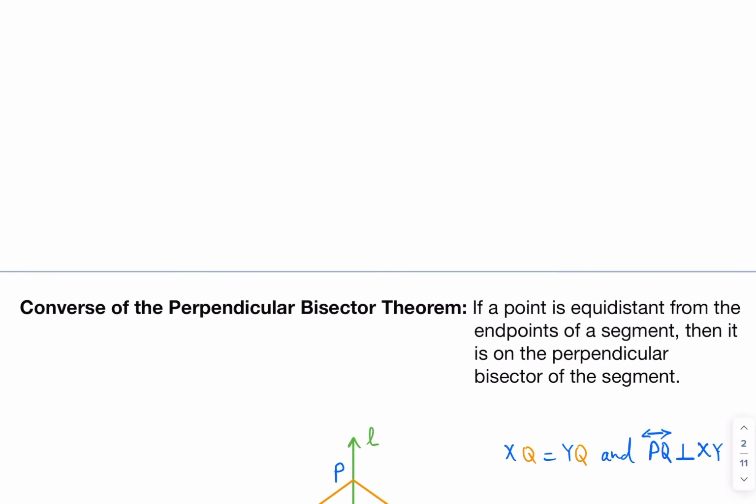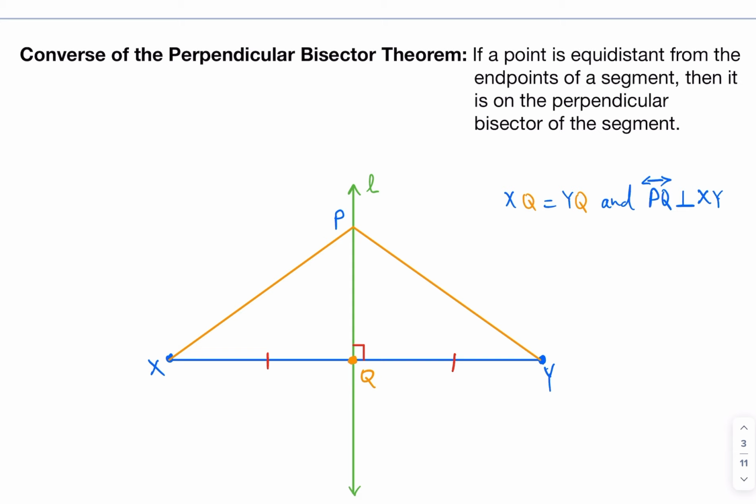Now the converse is also true. The converse of the perpendicular bisector theorem states that if a point is equidistant from the endpoints of a segment, then it is on the perpendicular bisector of the segment.